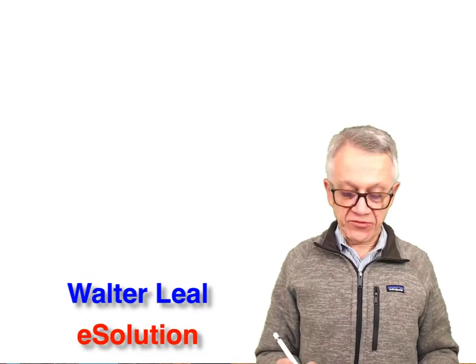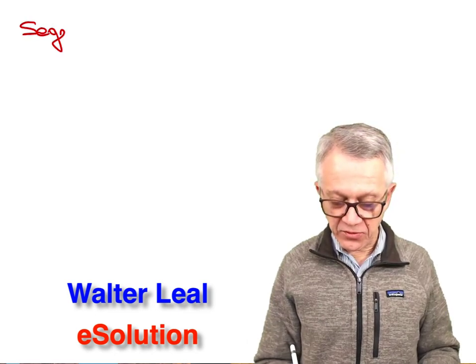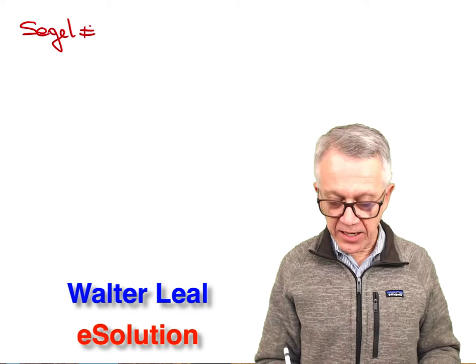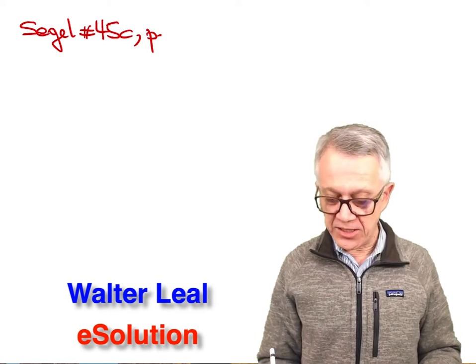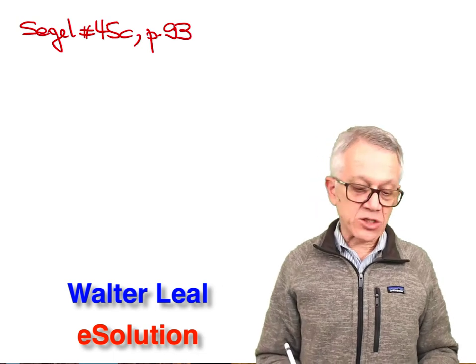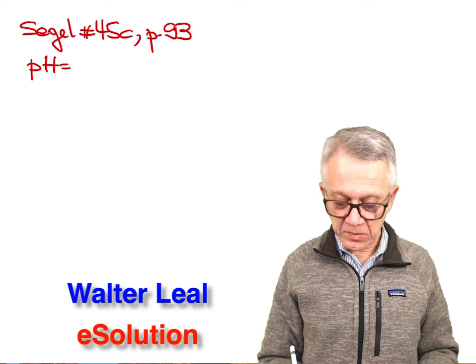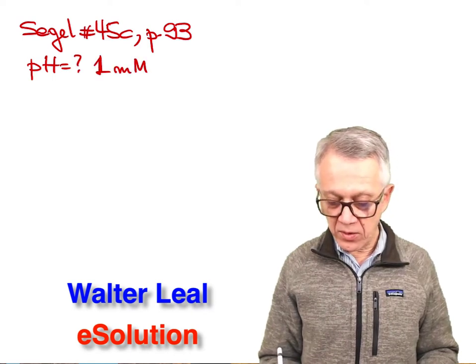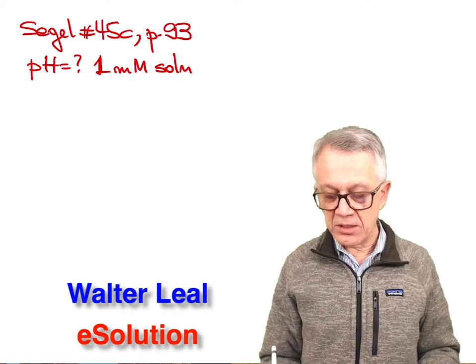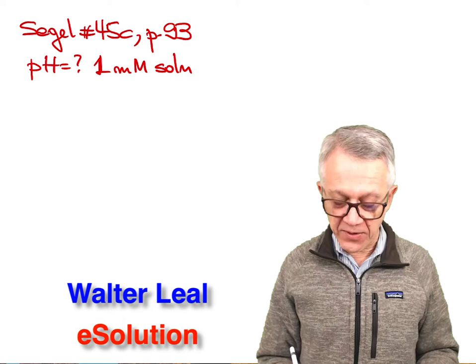Let's continue with part C of problem 45. Again, this is a problem that we find in Siegel, it's 45C, on page 93. This particular problem asks for the pH of a 1 millimolar solution. And this time the solution is a sodium salt of alanine.